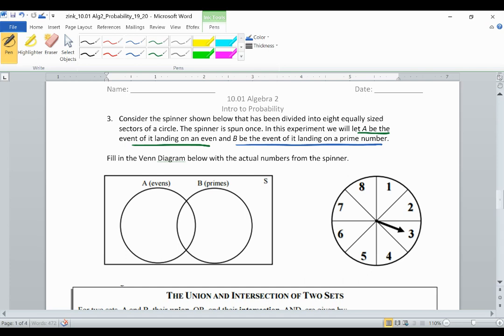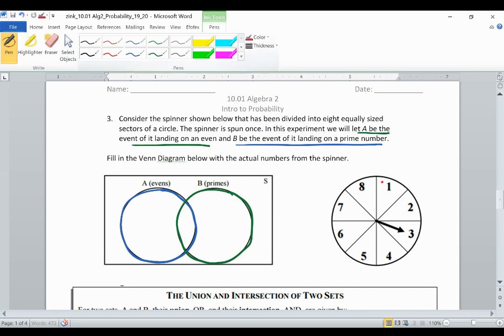Remember, prime numbers only have factors of 1 and itself, but also remember a little tricky here, that 1 is a special case. It is not a prime number. All right, fill in the Venn diagram below with the actual numbers from the spinner. So we're going to go through each of these 8 numbers. If it's even, we're going to put it in the even circle. If it's prime, we're going to put it in the prime circle. If it's both even and prime, it's going to go in this middle section here. And if it's neither, it's going to go on the outside of those.